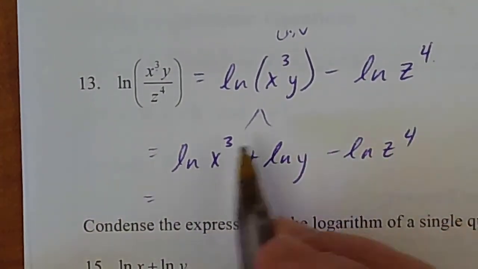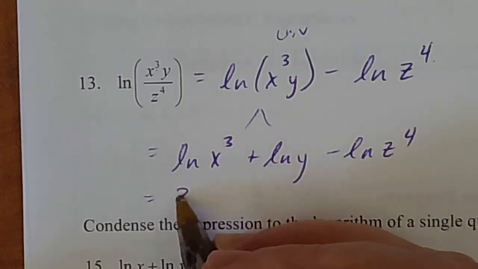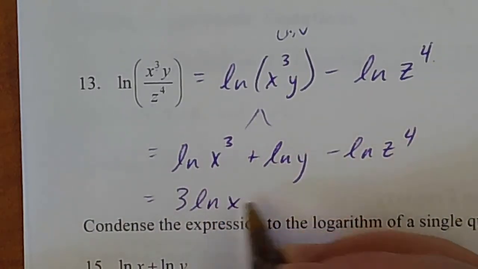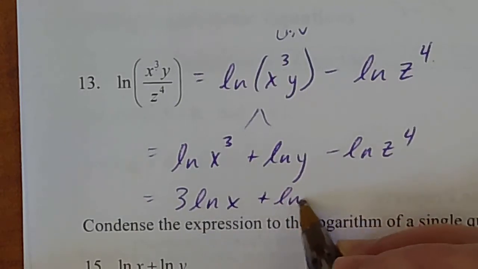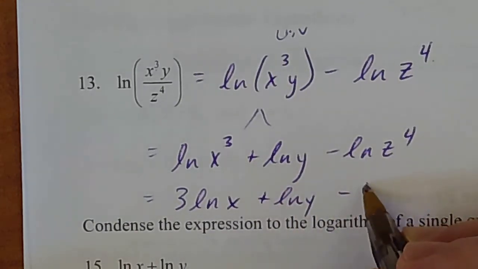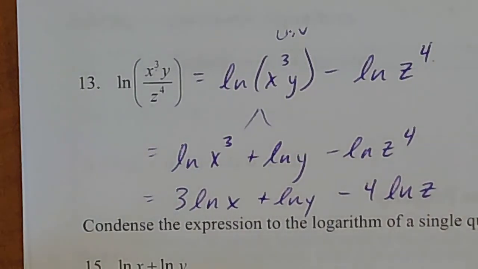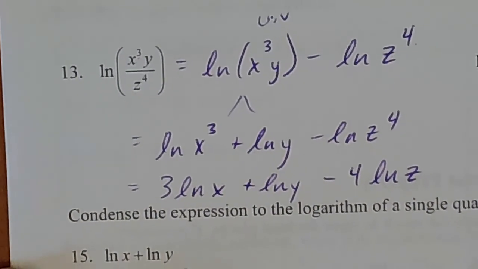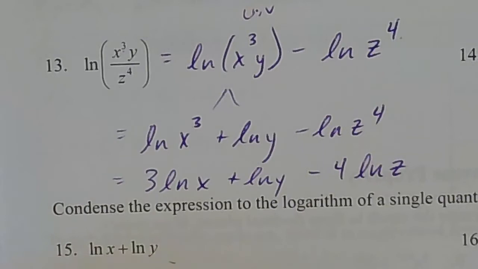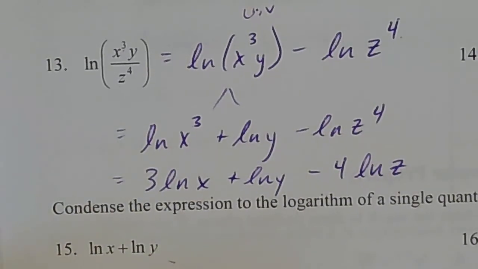Okay, so now I have 2 exponents I take care of, and then that'll be it. So 3 natural log of x plus natural log of y minus 4 natural log of z. All right, if you're done writing that down, try number 14.